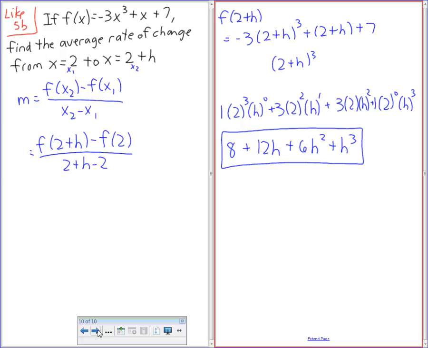So how this helps me then, okay? This should then equal negative 3 times (h cubed plus 6h squared plus 12h plus 8) plus 2 plus h plus 7. That's what f of 2 plus h is going to do here. I can pause the video. I want you to finish this question.